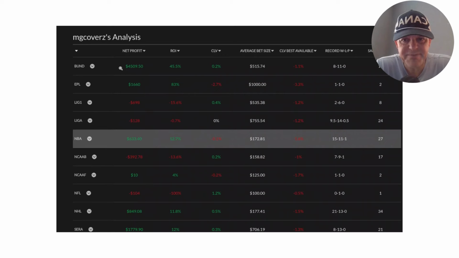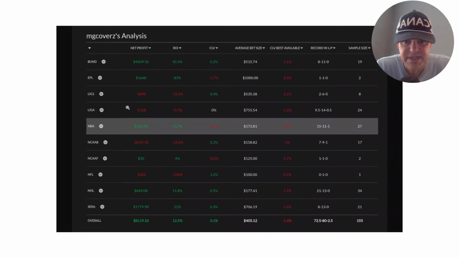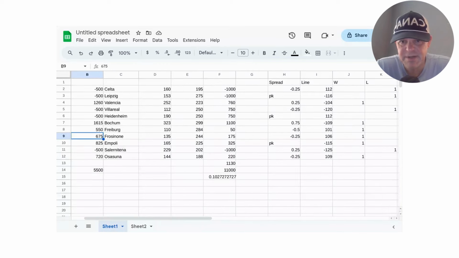This is year-to-date numbers here. $4,500 made in Bundesliga, $1,600 in EPL. We're down $700 in French League and La Liga minus 128, but up in Serie A, $1,700. I don't know if you can see it on the screen. Let me take it back down. So the way we're wagering is profitable. However, I do believe that there is a better way to do it, and I'm going to show you that on this screen here.